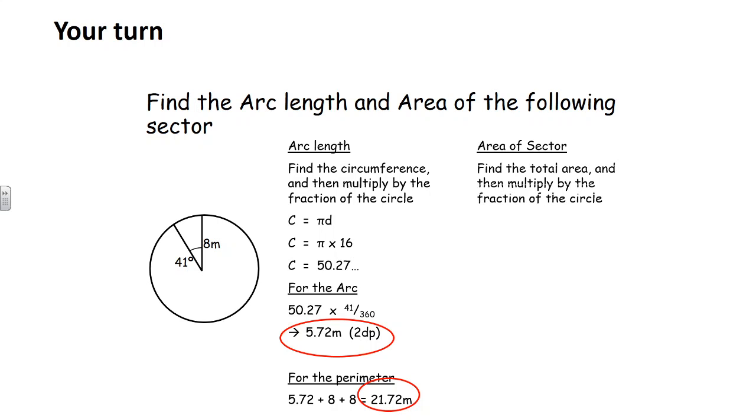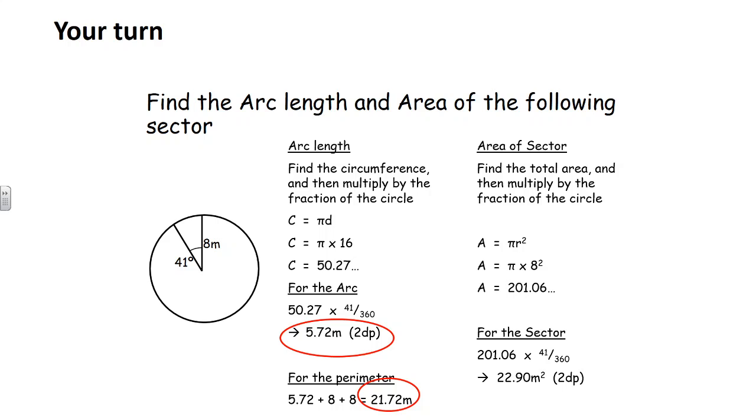And the area, we should have done pi times 8 squared, so we're using pi times a radius squared to get the full circle of 201.06, and times that by 41 out of 360, and got the area of our sector as 22.90 metres squared. Okay, hopefully you've got that right. Again, remember you can go back through these examples if you're not sure where you went wrong.